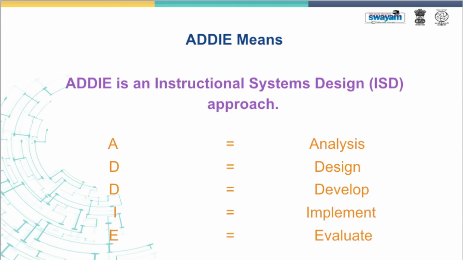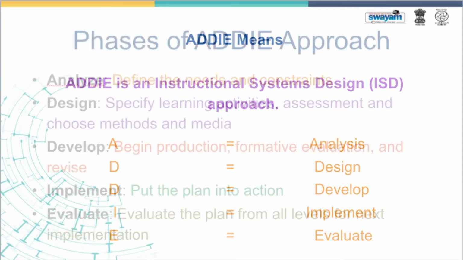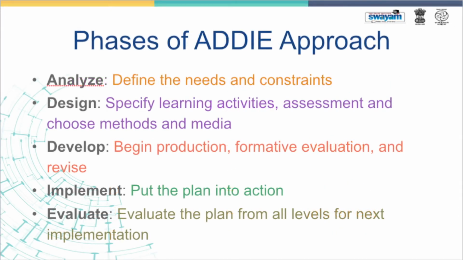In the analysis phase, you have to define the needs and constraints of the learners. In the design phase, specify learning activities and assessment, and choose methods and media. In the development phase, begin production, formative evaluation and revise. In implementation, put the plan into action. And finally, for evaluation, evaluate the plan at all levels for the next implementations.